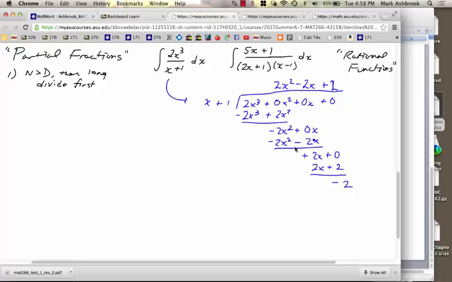Okay, so what do we have? We have our quotient. We're going to say plus the remainder over the divisor is equal to that fraction. So this becomes 2x squared minus 2x plus 2 minus 2 over x plus 1.